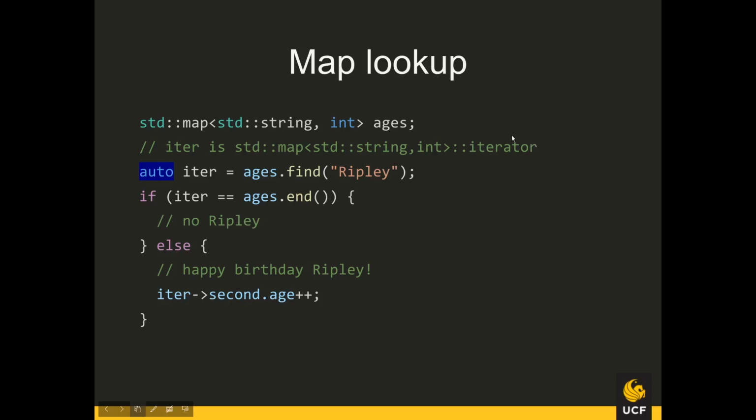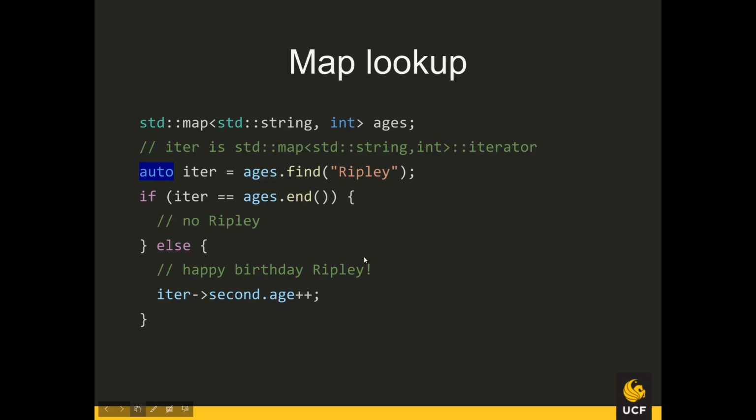But this is the scenario that auto was really intended for, because some of these types, if you have containers nested in containers, are going to get even more messy. It's perfectly clear here what we're trying to do. Ages.find is returning an iterator. We don't really care about the type. All that we care about is this is an iterator we can work with. So yeah, this saves you a lot of typing, and actually to me ends up being more clear.